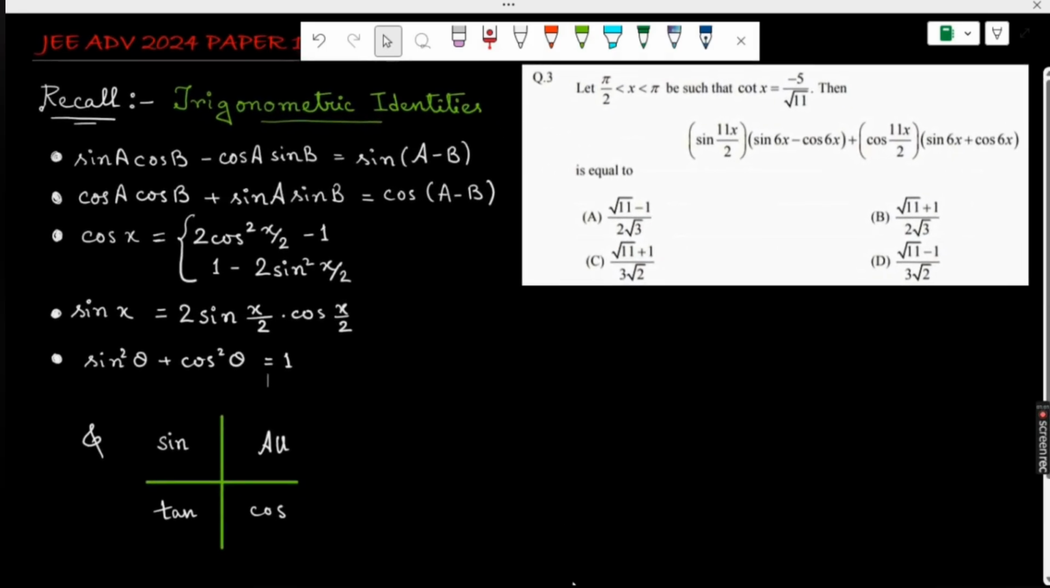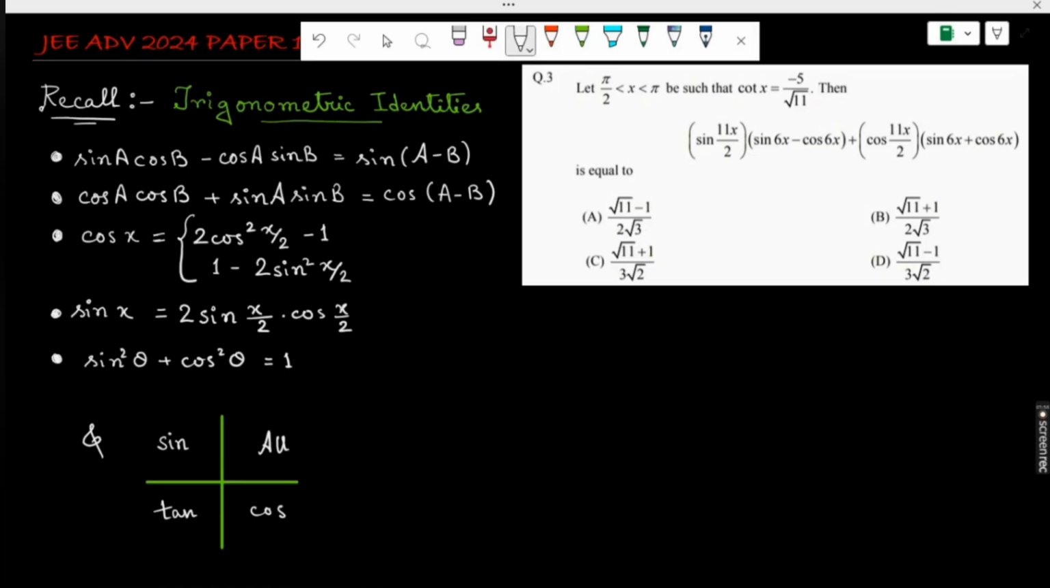It is obvious that the question is from trigonometry, and we need to recall some trigonometric identities. They are sine A cos B minus cos A sine B equals sine A minus B, cos A cos B plus sine A sine B equals cos A minus B, and cos x having two formulas, where one includes cos and another one includes sine. And sine x equals 2 sine x by 2 cos x by 2, and the famous one, sine square theta plus cos square theta equals 1. And we just need to know where the values will be negative and where positive, because the original x is given in the second quadrant. So let's start.